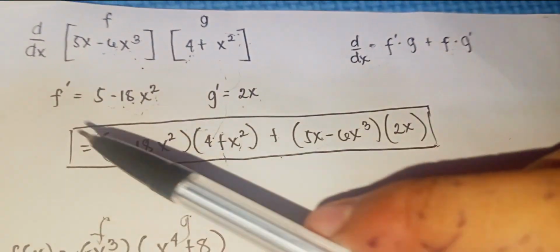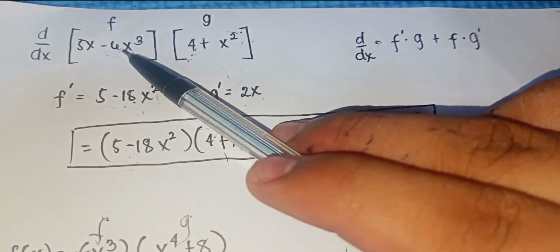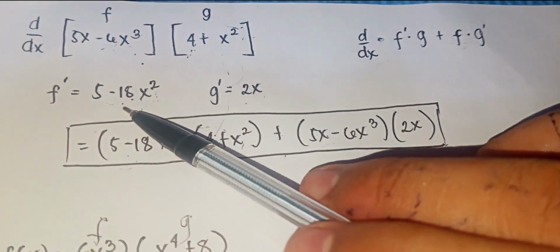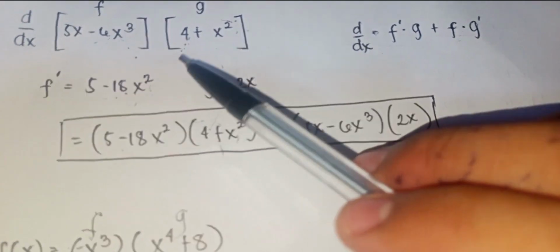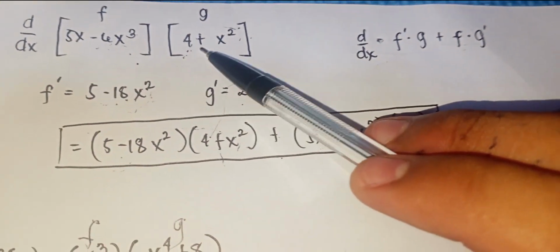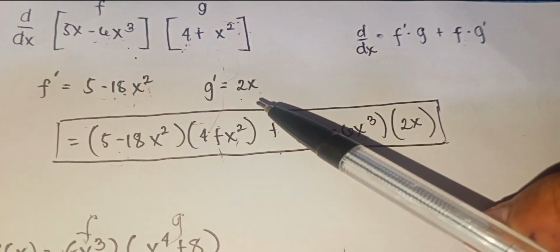Finding the f prime, you need to have the derivative of f, which is 5x minus 6x to the power of 3, and its derivative is 5 minus 18x to the power of 2. And finding the g prime, you need to have the derivative of g, which is 4 plus x to the power of 2, and its derivative is 2x.